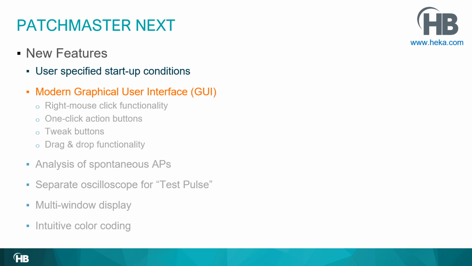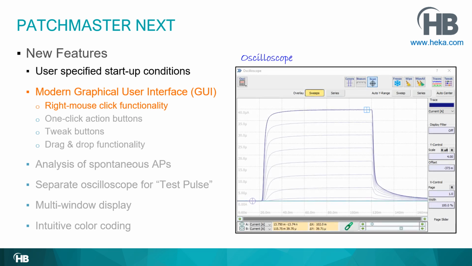Okay, so the basic difference between PATCHMASTER NEXT and PATCHMASTER is the graphical user interface. There are many different kinds of things, but here are 4 topics that I would like to introduce. The right mouse click functionality is one of those. What do I mean by that? Well, if you look, for example, at the oscilloscope window, depending on where you click on the oscilloscope window with a right mouse click, then you have different functions.